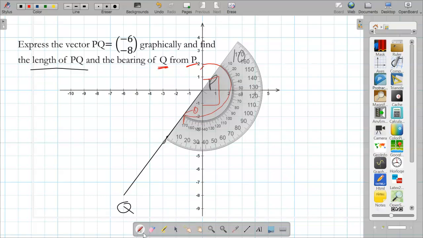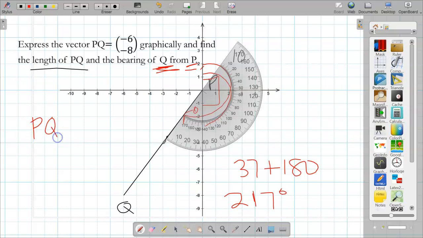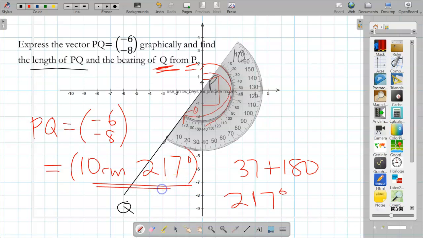Then our bearing of Q from P will be this 37 degrees plus the 180 we have from the North Pole up to the South Pole. And so when we put this together, we are going to have 217 degrees. So that is our bearing. So this vector PQ, which was given as (-6, -8), can be represented in the magnitude-bearing form as 10 centimeters and 217 degrees. So that is the bearing form of that.